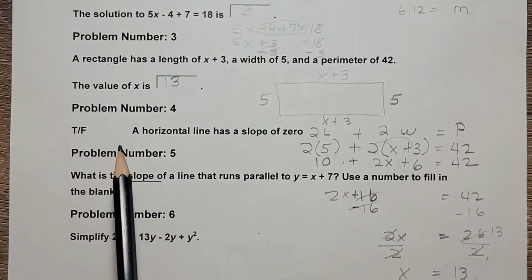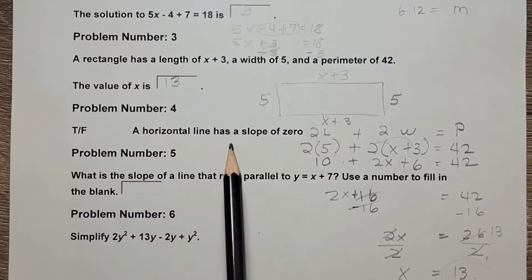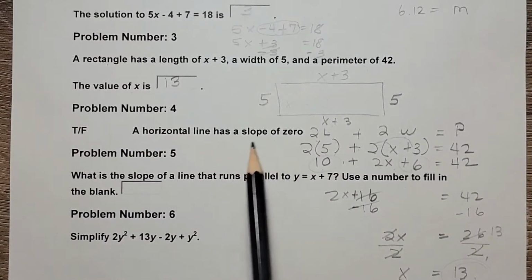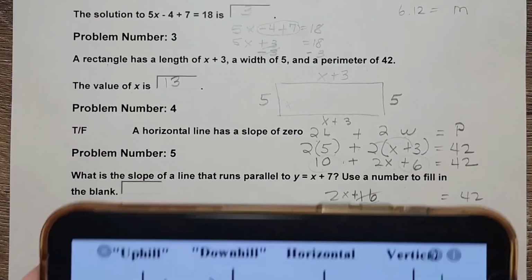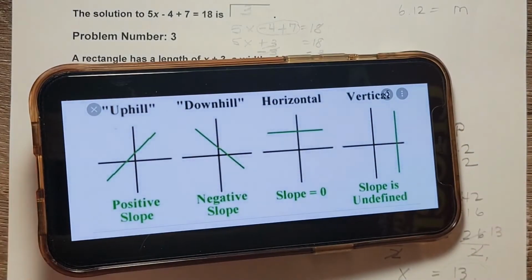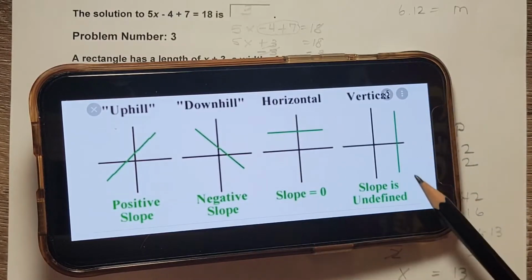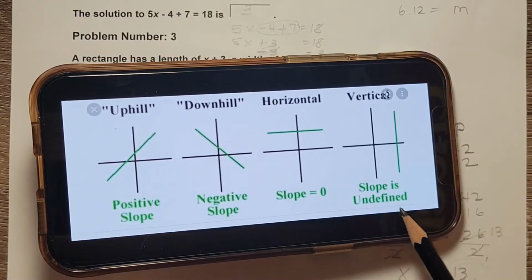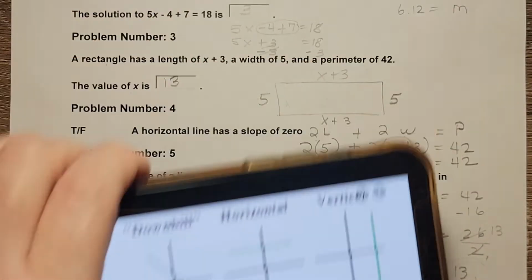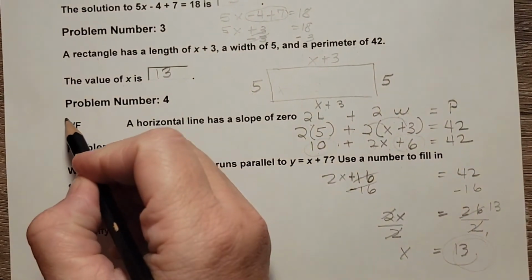All right, let's read problem number 4. A horizontal line has a slope of 0. True or false? Let me show you this image here. This is called positive, slanting to the right; negative; horizontal, 0; vertical, undefined. So this statement is true.